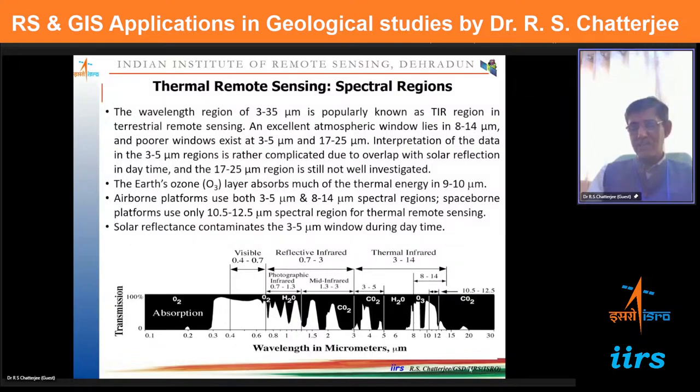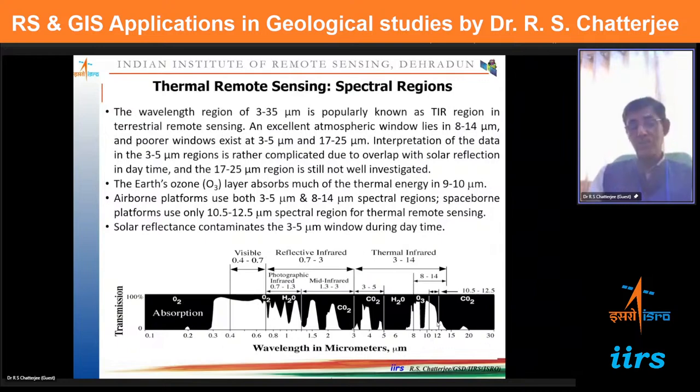Terrestrial sensing means the ambient temperature is around 25 degrees Celsius. At that temperature, the maximum radiation takes place at 10 micrometer. That is why this particular window is very important for terrestrial remote sensing. The other window is important for higher temperature targets, like for example a volcano, coal fire, or even forest fire, although it is not a geological phenomenon.